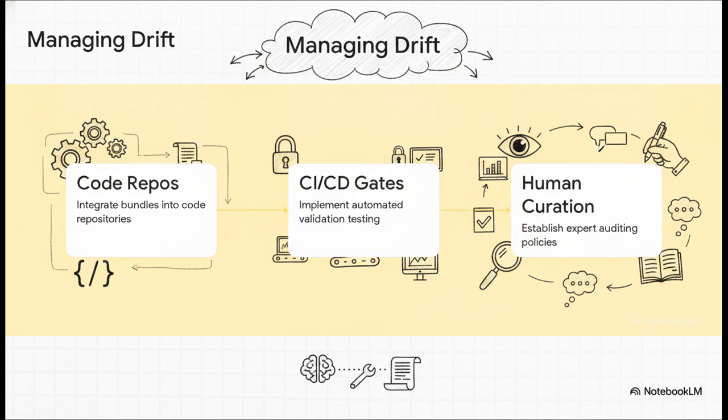First, integrate your OKF bundles directly into your code repositories. Commit the markdown files right alongside the source code they describe. This brilliantly aligns your documentation lifecycles with standard software deployment rules, taking full advantage of pull requests and branch protections. Then you implement CI/CD validation gates, and finally, you establish human-in-the-loop curation policies.